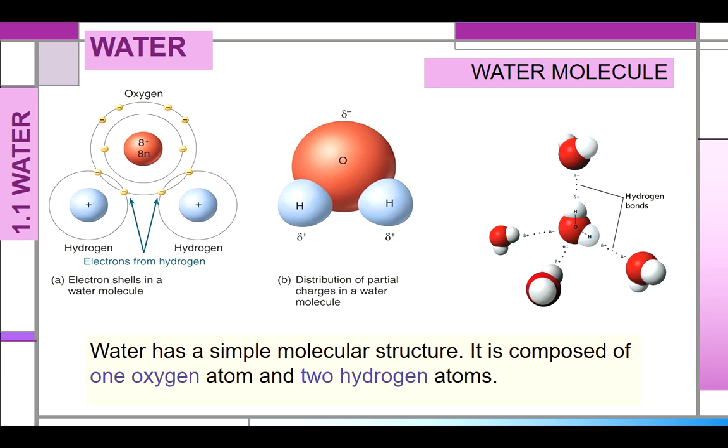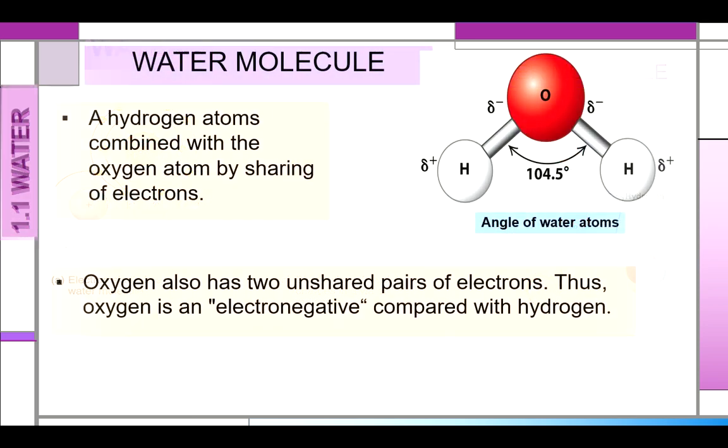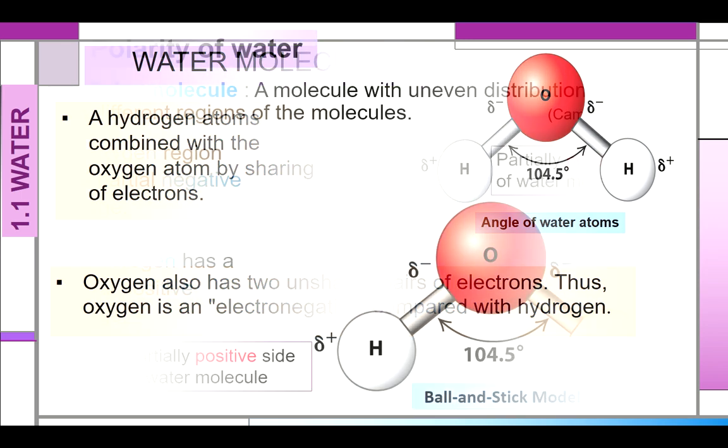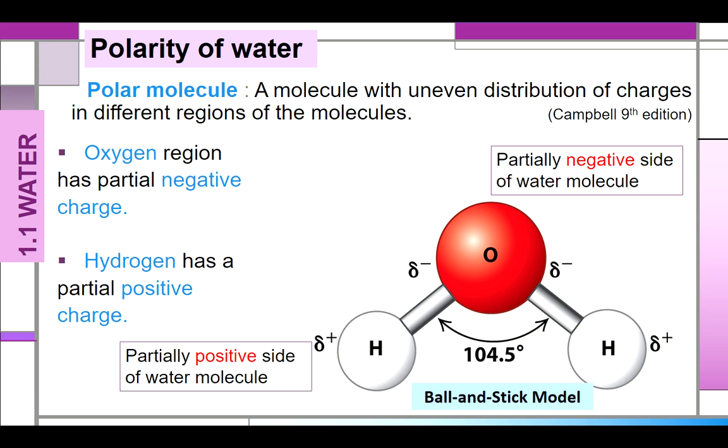Structure of water molecule consists of one oxygen atom and two hydrogen atoms. The two hydrogen atoms share electron with the oxygen atom to form two covalent bonds. The electrons of water molecules are unevenly distributed. Water is a polar molecule. Oxygen atom is partially negative, while hydrogen atom is partially positive.